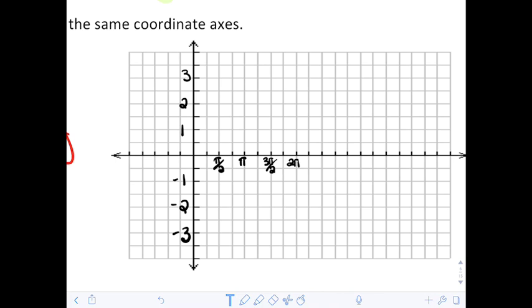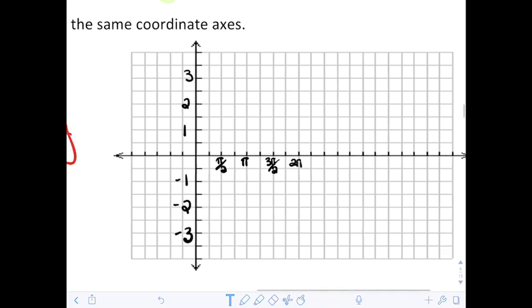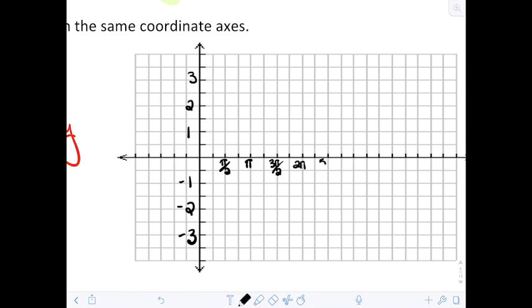So 9 pi over 4, 10 pi over 4 gives me 5 pi over 2, 11 pi over 4, 12 pi over 4 is 3 pi, 13 pi over 4, 14 pi over 4 is 7 pi over 2, 15 pi over 4, 16 pi over 4 is 4 pi. So there are my two cycles.